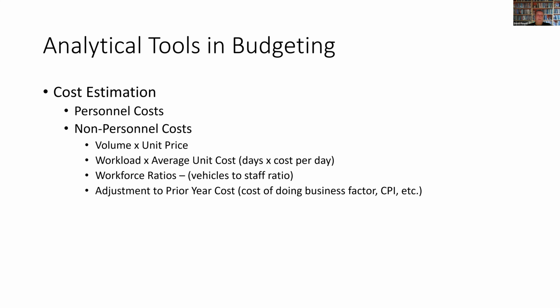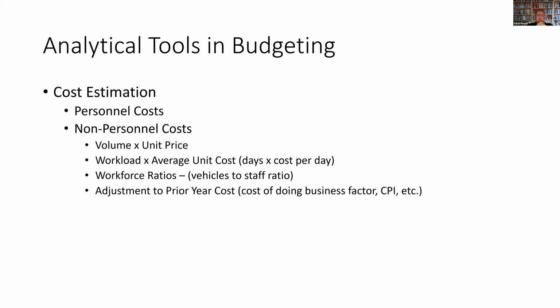Another way we can estimate costs is by using what we call workforce ratios. And so we compare an apple to an orange, essentially. So we use, for instance, a vehicle to staff ratio. So we ask, how many vehicles do we have per staff member? So maybe we have 0.1 vehicles per staff member, or we have 0.8 vehicles per staff member. You're kind of indexing the number of vehicles to the number of employees that you have, called a workforce ratio.